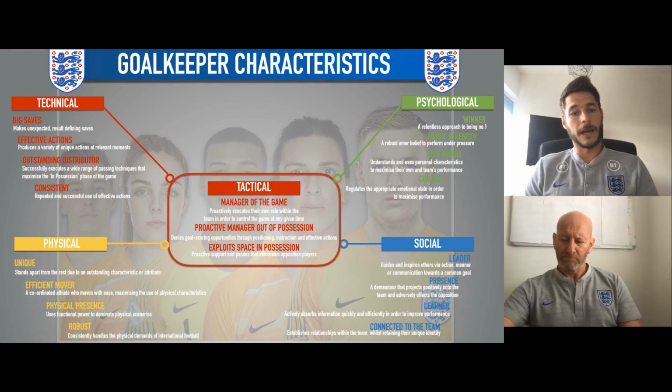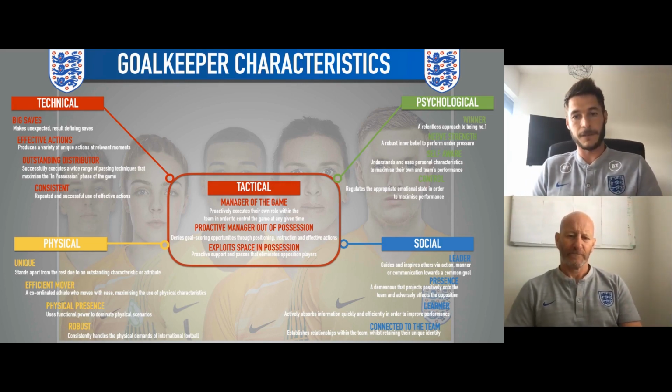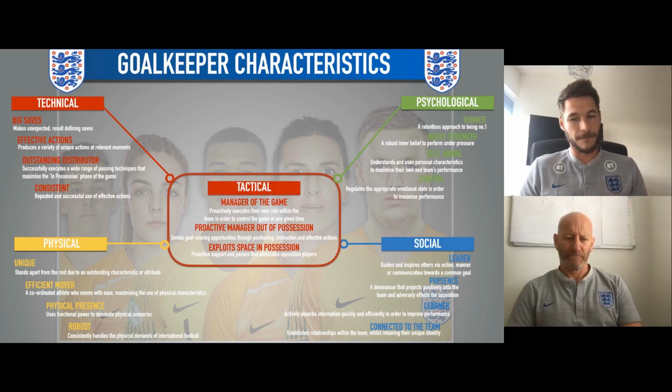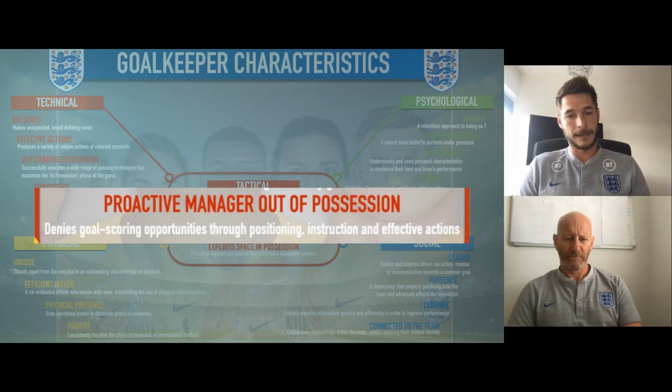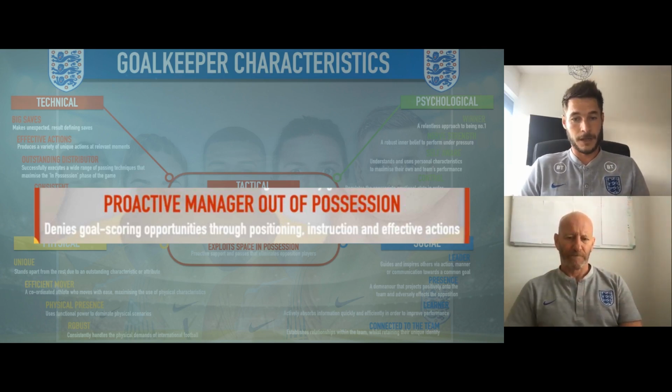Then we've got the goalkeeping characteristics. You may have seen this before. If you haven't, this is the characteristics that we look at, and we break it into 5 areas of technical, psychological, physical, social, and tactical. You can see loads of different things that we look for within a goalkeeper. But for the purpose of today's webinar, we're going to be looking really extensively at a proactive manager out of possession. And the tagline for that is denies goal scoring opportunities through positioning, instruction, and effective actions. So that is what we're going to be looking more into.